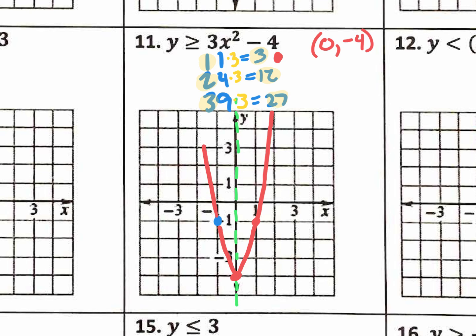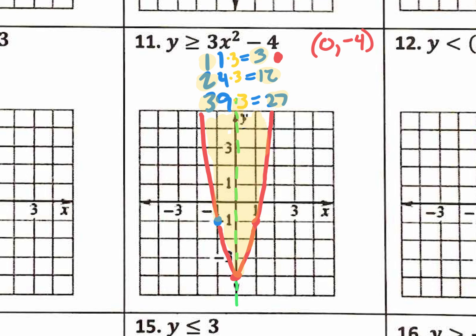Closer and closer and closer, never actually crossing through it. And now we need to shade either the inside or the outside. What do you guys say? Inside, because the greater than means above. If you go to any point on this parabola, like the vertex, greater than's above, so you'd shade in up here, up there, everything on the inside of the parabola.